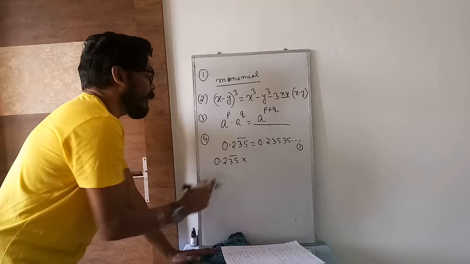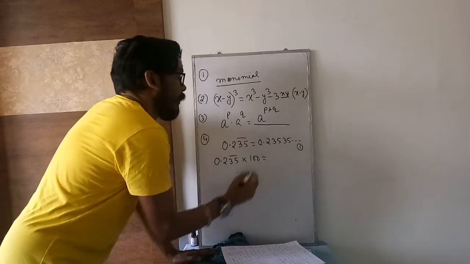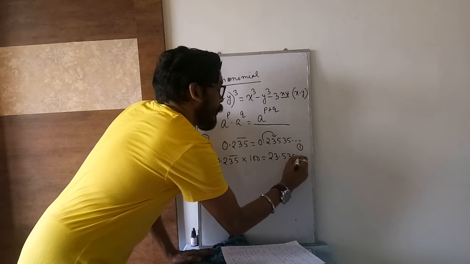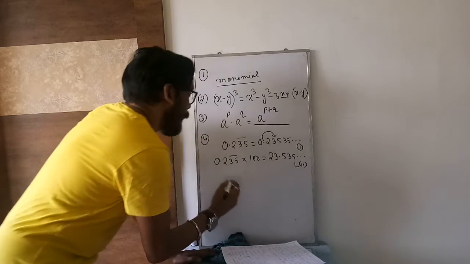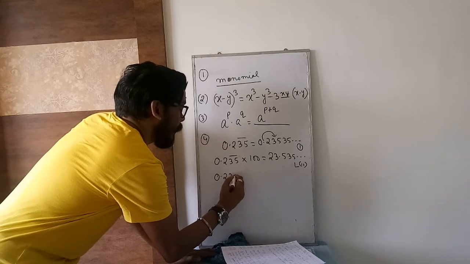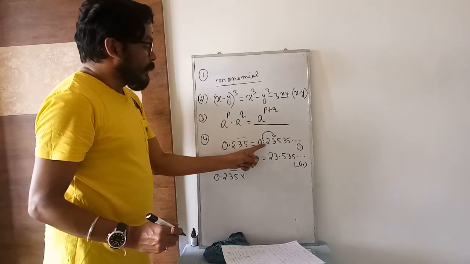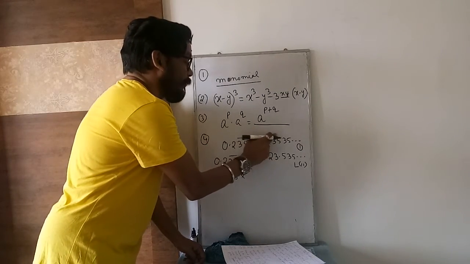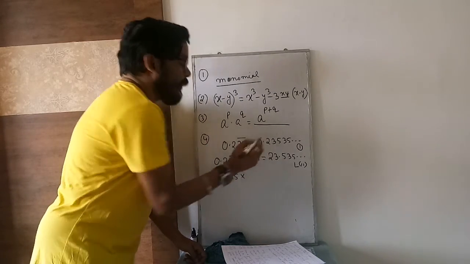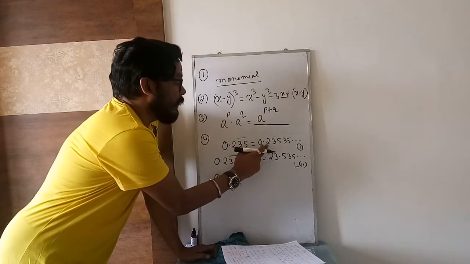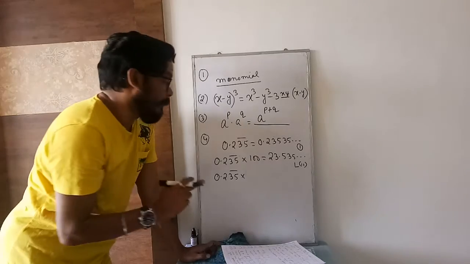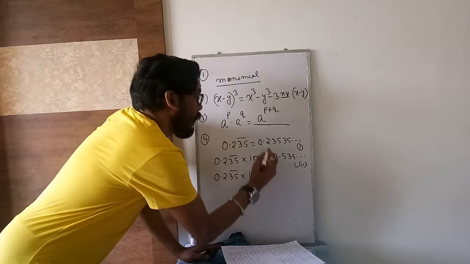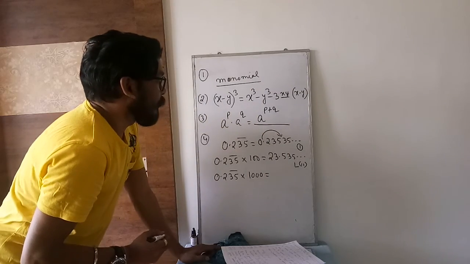The bar is above 2 digits, so if we multiply by 100 the decimal will shift 2 digits. Then again you have to multiply, because after the decimal the parts are not the same. To make them the same, there are 3 digits, so I will multiply by 1000.